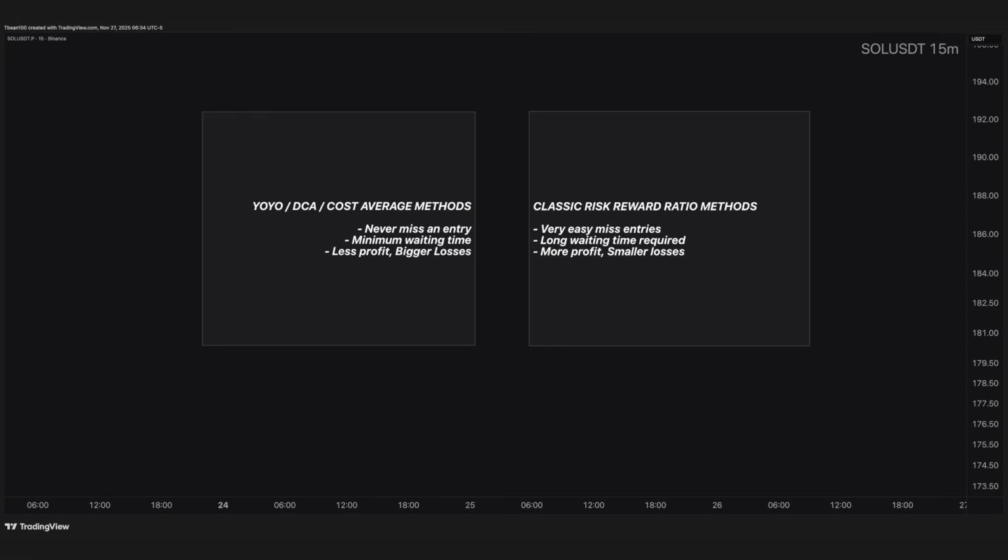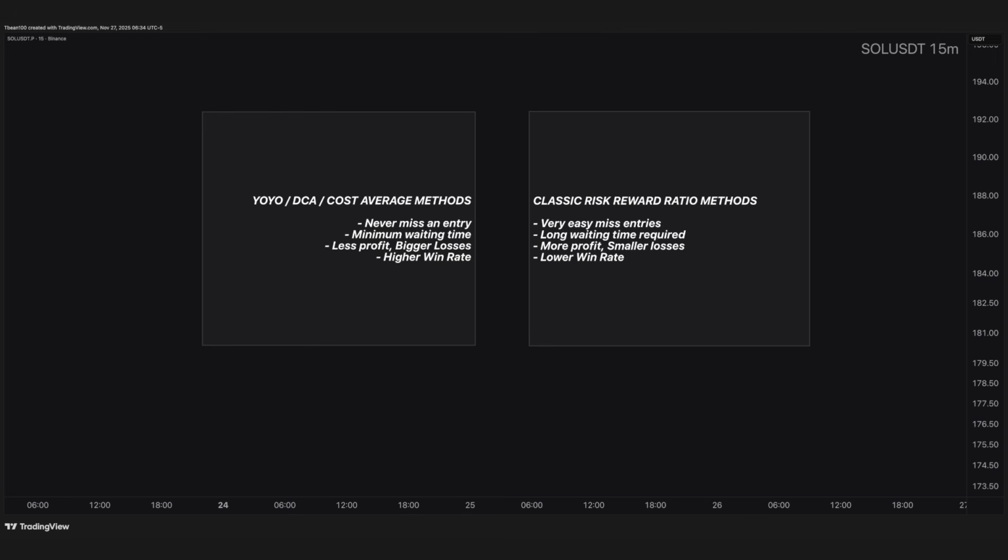But the big issue with the cost averaging methods is that you usually end up with smaller profits and bigger, sometimes gigantic losses. With classic reward systems, you normally get better profits and smaller losses. And when you use DCA, you will notice something. You will get like an 80-90% win rate because you are taking quick, small profits. With classic reward systems, your win rates will be much lower due to the instant stop losses.